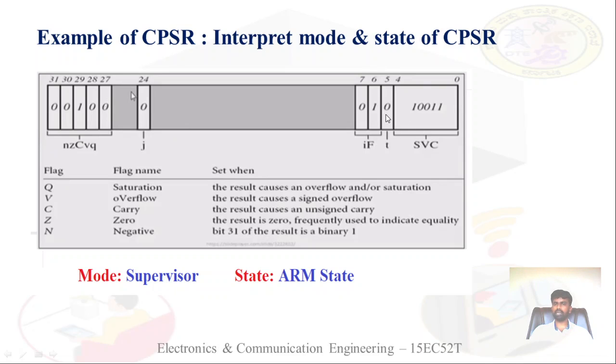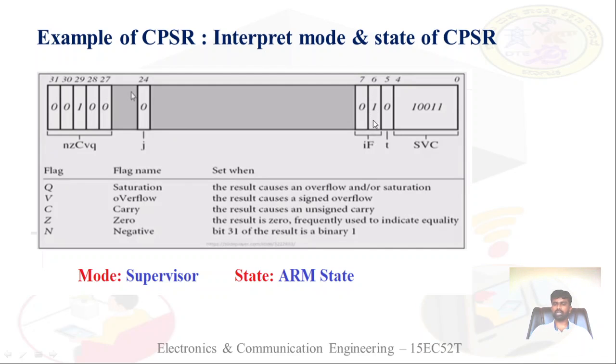Similarly, there is a T bit equal to 0 that indicates the state. When T is equal to 0, it operates in ARM state. If T is equal to 1, that means Thumb state. Then bits 6 and 7 are the I and F bits. These are the normal interrupt request and FIQ, fast interrupt request. This is 0, that enables IRQ.